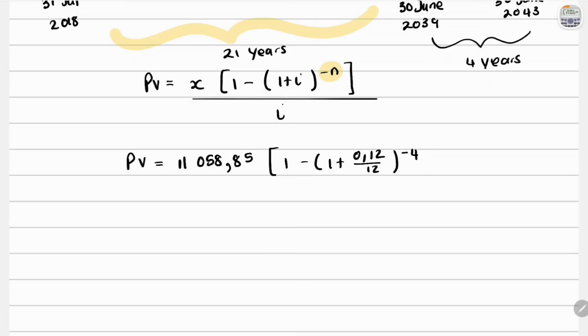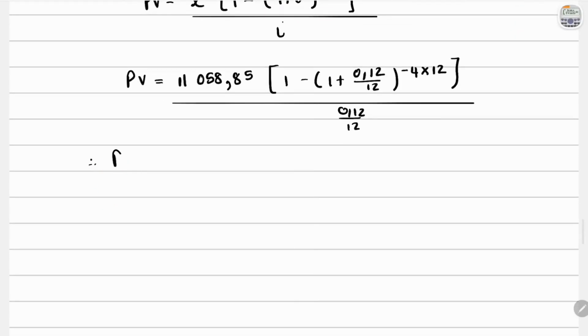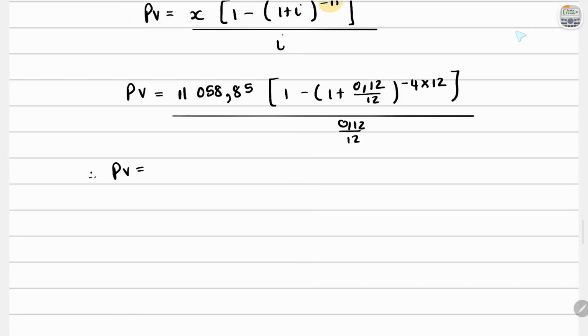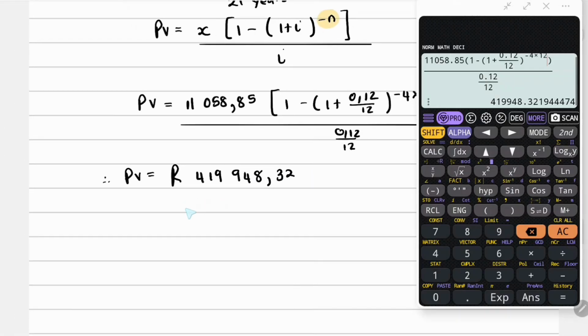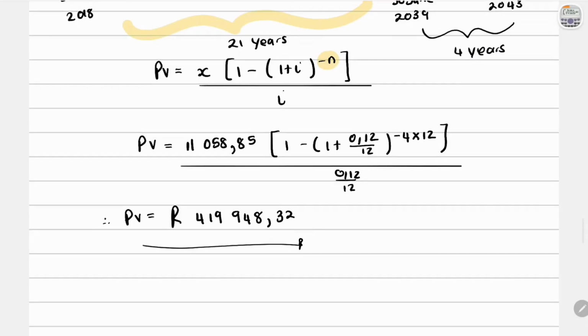But of course, this is compounded monthly. So you need to ensure that you multiply by 12 so that it actually tells you what will be owed after that total amount of months that you have left. Then we'll say all over the interest, which is 0.12 over 12. Let's go ahead and put this on the calculator and find out how much will be owed at this time. This is equal to 419,948.32, 0.32 cents. So that is how much will be owed after 21 years, and that is our answer.